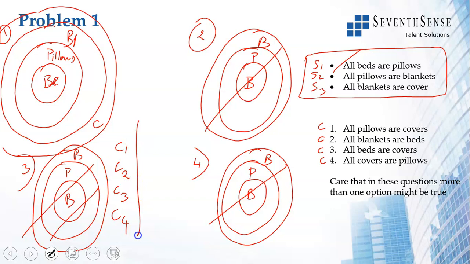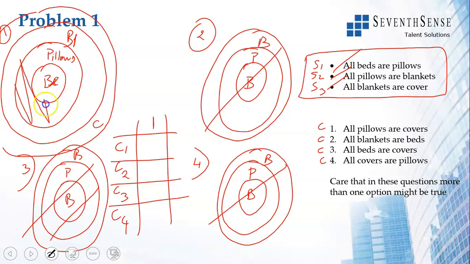So conclusion 1, 2, 3, 4. I have to see which of these are true in diagram 1. All pillows are covers. So I have done 1, 2, 3 statements. I have to see which conclusion is true. All pillows are covers. See, all pillows, which is this area, they are all covers because they are within this bigger circle. Okay, covers is the biggest circle, and pillows is a subset inside that circle. So there is no pillow which is not a cover. All pillows are covers. This is true.